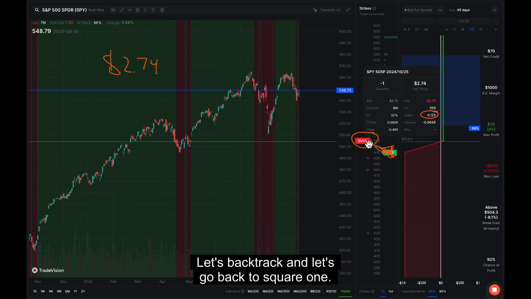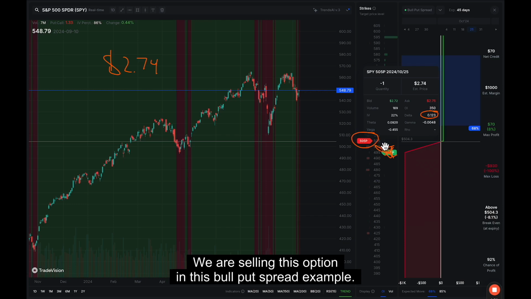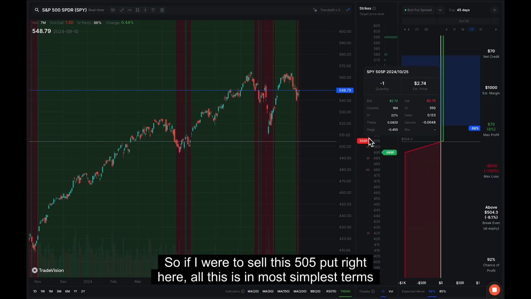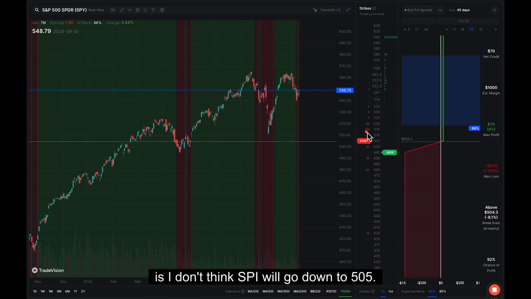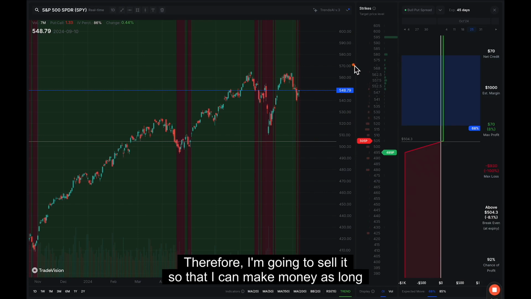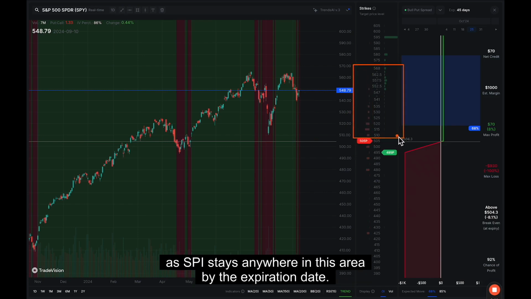Let's backtrack and let's go back to square one. We are selling this option in this bull put spread example. So if I were to sell this 505 put right here, all this is, in most simplest terms, is I don't think SPY will go down to 505. Therefore, I'm going to sell it so that I can make money as long as SPY stays anywhere in this area by the expiration date.